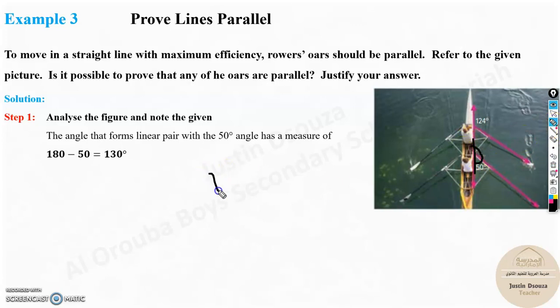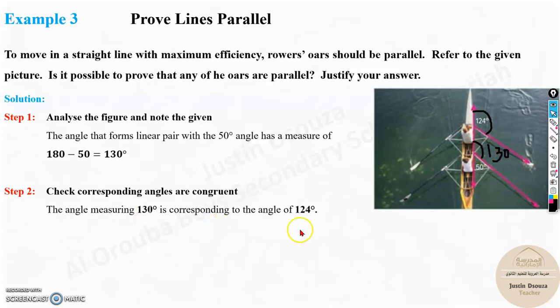That means when you add the two angles, you must get what? 180 degrees. So how do we find this particular angle? Just subtract 50 from 180. So 180 minus 50 will give you 130 over here. Okay. So now over here it is 130. Let me write it over here. And the corresponding angle over here is how much? It is 124.